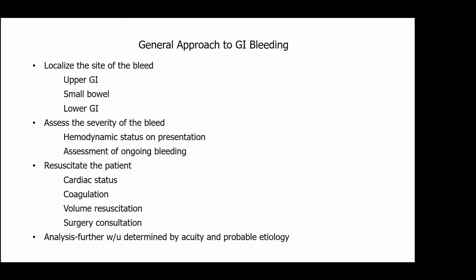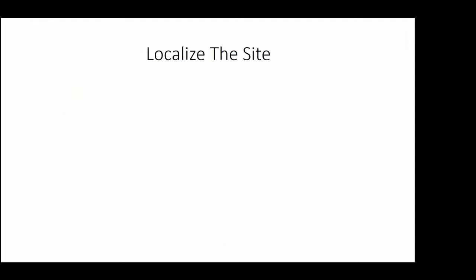So let's first talk about the general approach to GI bleeding. When you're faced with a patient with GI bleeding, the 3 things to focus in on are to try to localize the site of the bleed, to try to assess the severity of the bleed, and that's basically assessing the hemodynamic status on presentation, and also an assessment of any ongoing bleeding, and lastly, to resuscitate the patient. So let's talk a little bit about localizing the site.